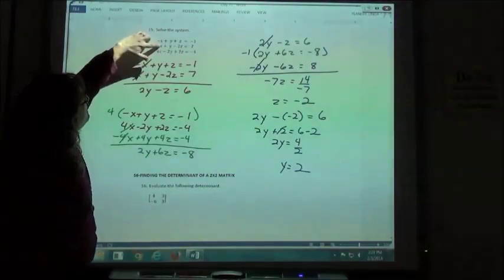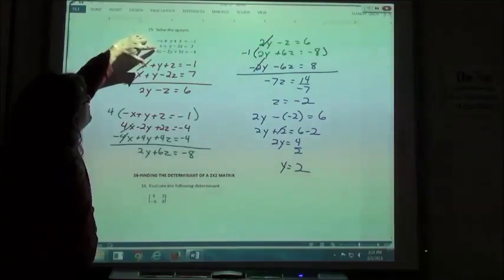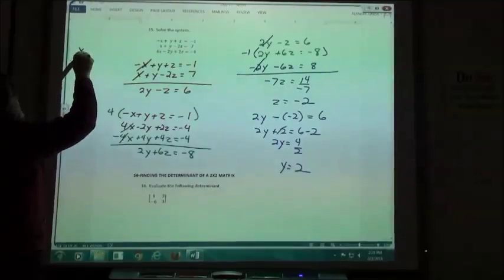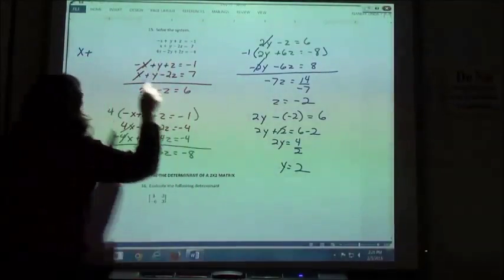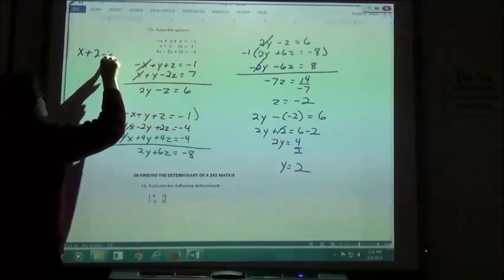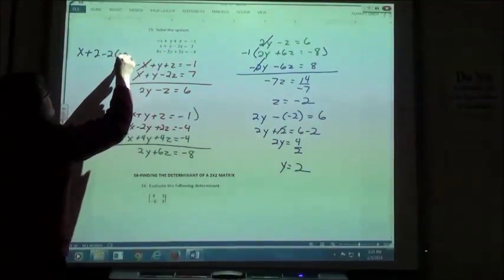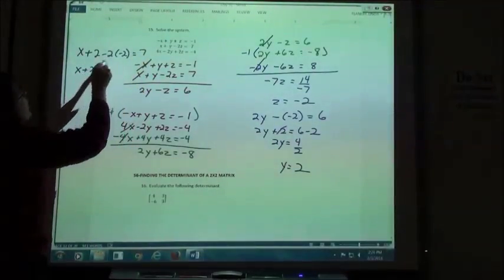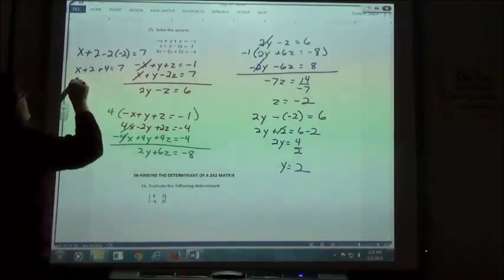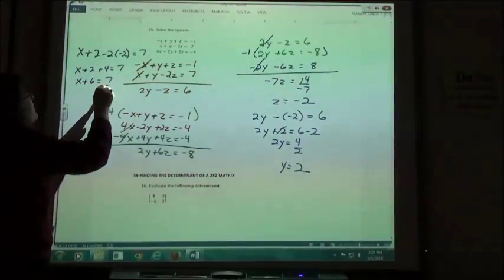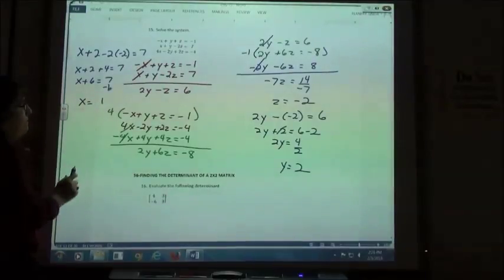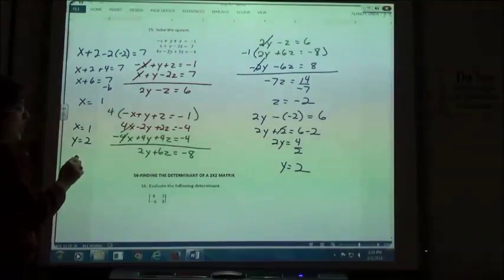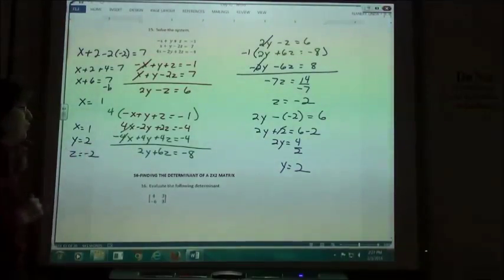Again, looking at this, the middle one to me looks a little easier since I just have the plain x there. I'm going to use my middle equation and say that x plus my y value, which is 2, minus 2 times my z value, which is negative 2, should equal 7. So x plus 2 plus 4 equals 7. x plus 6 equals 7. If I subtract my 6, x equals 1. So I got answers of x equals 1, y equals 2, and z equals negative 2.